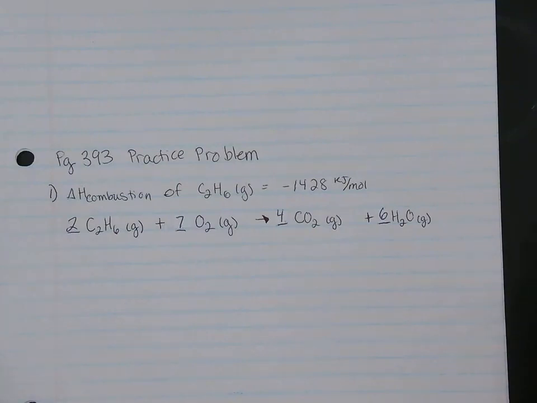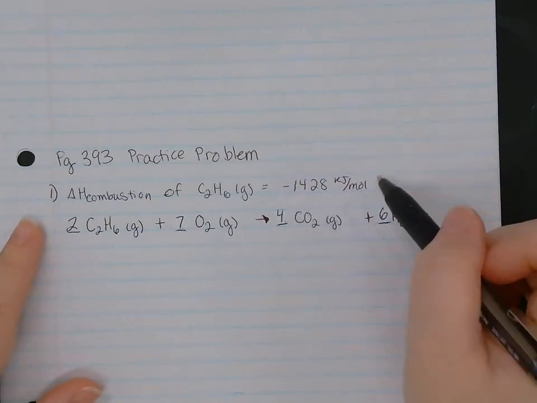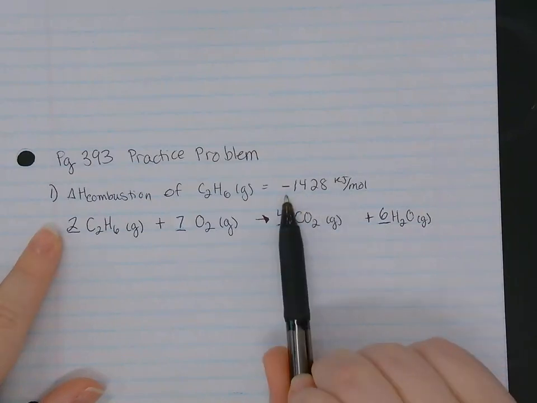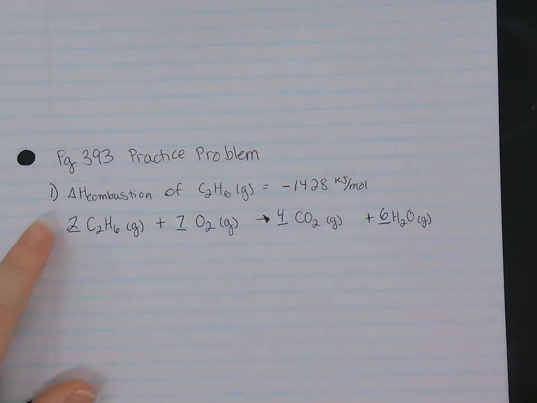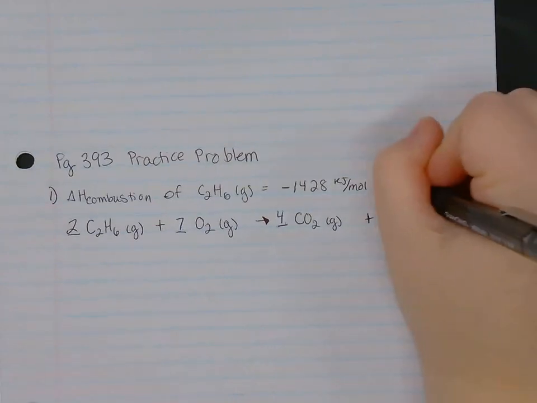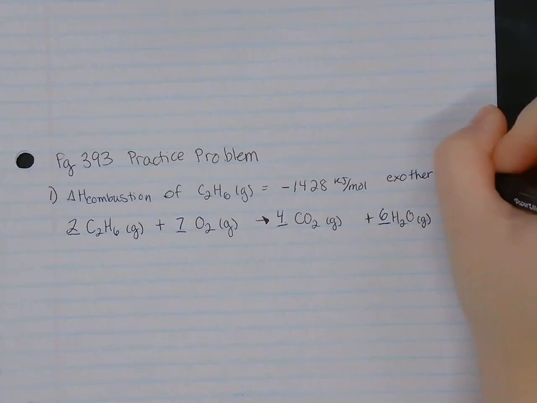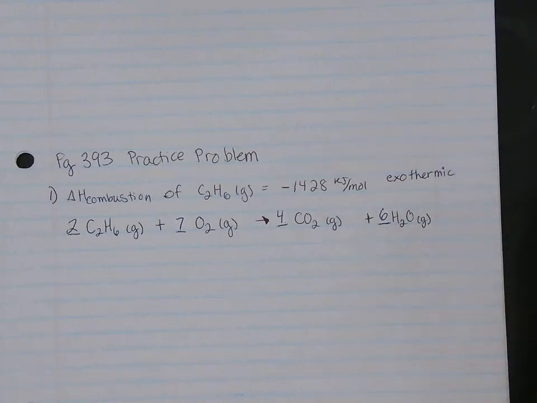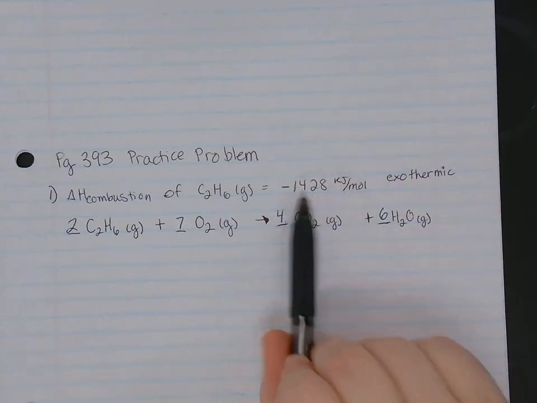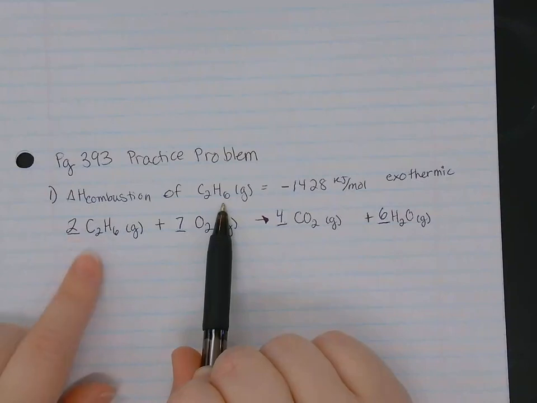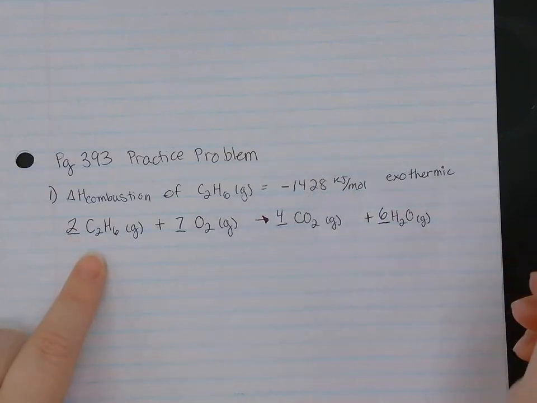Now, to write this as a thermochemical equation, we need to add in our energy. First thing we notice is that our energy is negative, so it's going to be a product of the reaction. It is exothermic, so it is producing heat as burning things does. So the energy is going to be on the right side. Now, it's producing this much energy per mole of C2H6. We have 2 moles of C2H6, so we're going to need to double this amount.